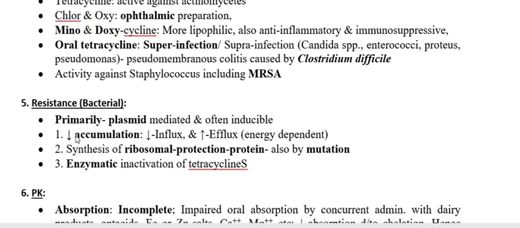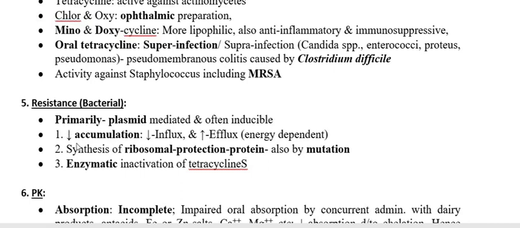How? First, the bacteria are going to inhibit the accumulation of the drug in the cytoplasm. If the drug is not sufficiently accumulated in the cytoplasm, it is not available to act on the ribosome and inhibit protein synthesis. So the resistant bacteria are going to inhibit the accumulation of tetracycline.